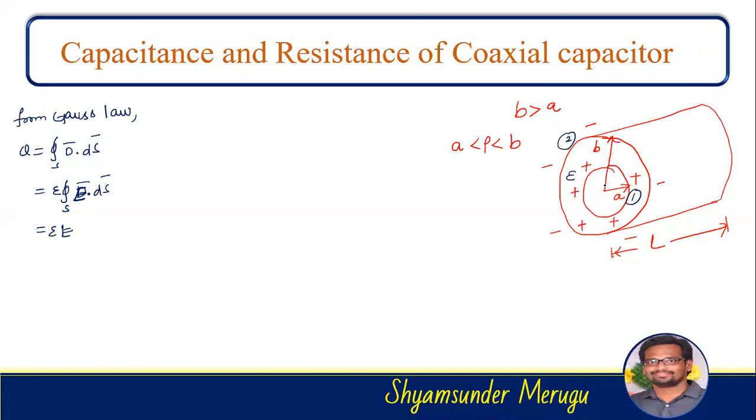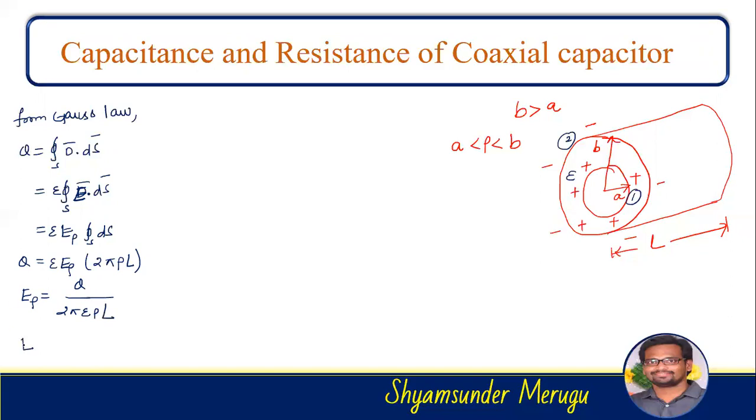Then the electric field lines will be in the radial direction. The radial direction is indicated with rho, so epsilon E rho, then integration dS. This dS indicates the surface area of the cylinder, and we can write that as 2 pi rho L, and this is Q. Now writing the expression for E rho, it becomes Q by 2 pi epsilon rho L.